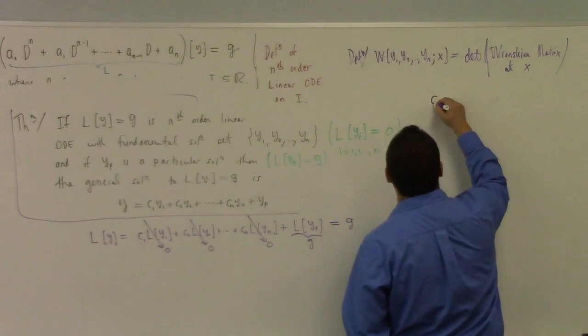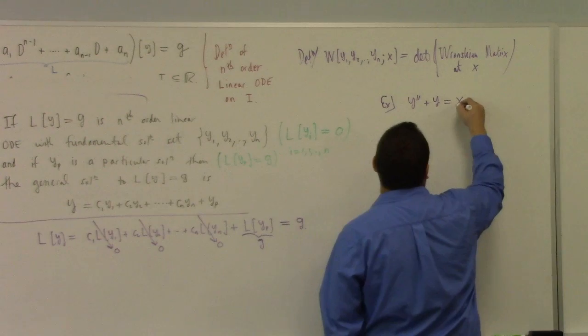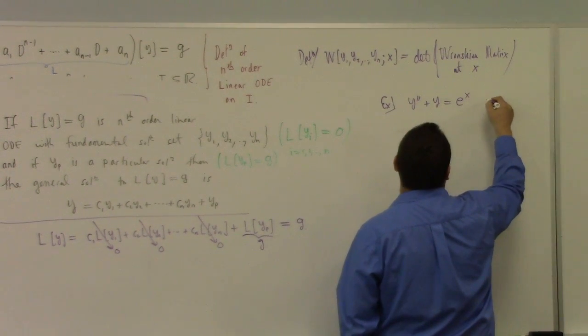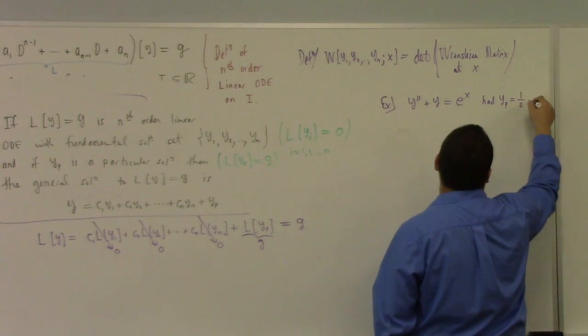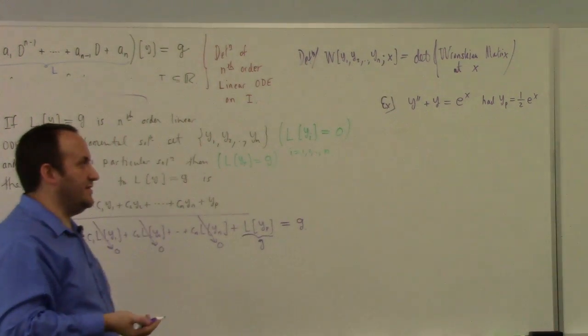You guys were convinced earlier that y'' + y = x. Let's make it interesting. Let's say the e^x one, right? So that had y_p = 1/2 e^x, right? So what's the general solution?